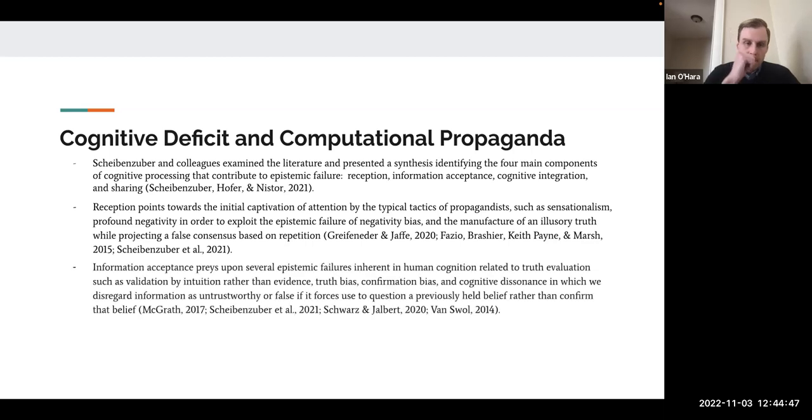Information acceptance preys upon several levels of epistemic failure inherent in human cognition related to truth evaluation, such as validation by intuition rather than evidence. Finding evidence for a lot of people takes a lot of time and a lot more cognitive effort. So a lot of people just have an intuition about something rather than a confirmation and a library of information of support when they decide something is true or false. So truth bias is also part of this.